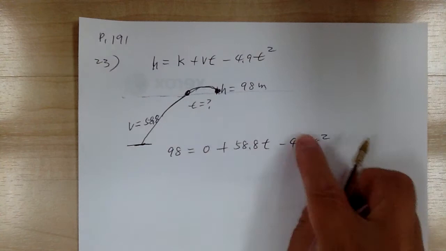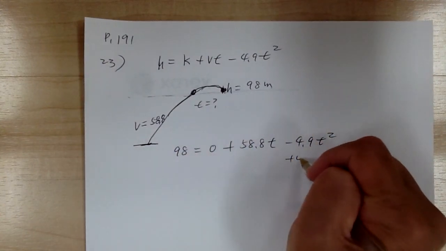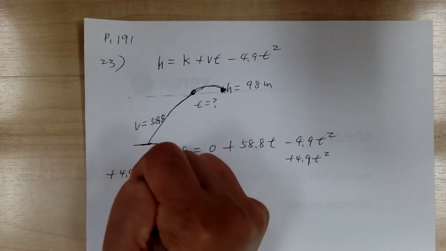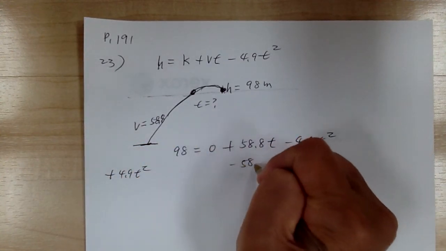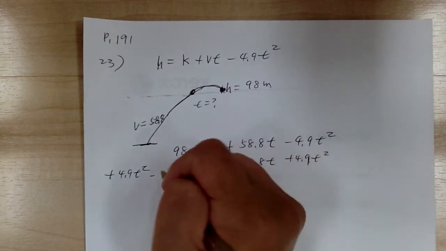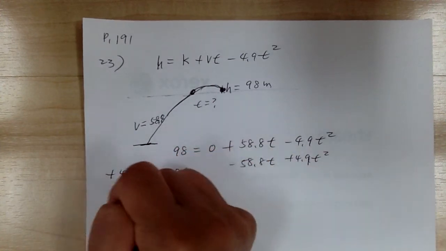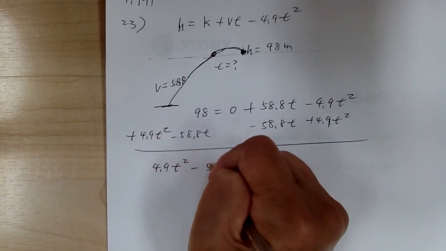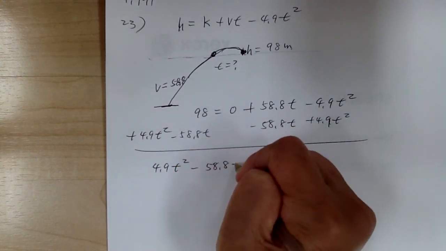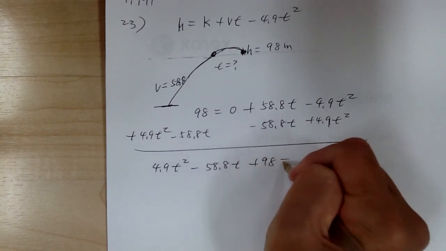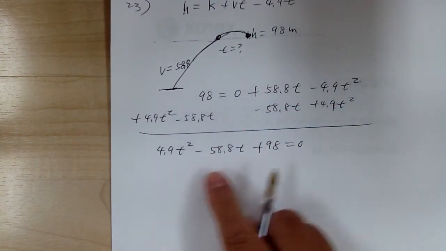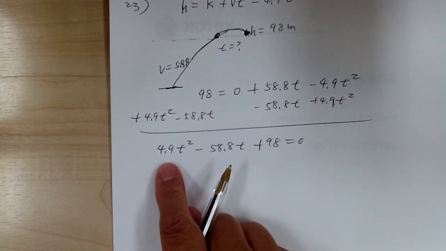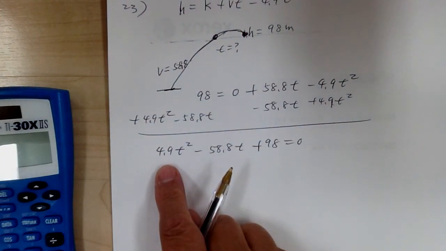Okay, so I'm going to move everything over to this side. So plus 4.9 t squared minus 58.8 t. Okay, so I got 4.9 t squared minus 58.8 t plus 98 equal to 0. Okay, so right now I have a decimal, so I'm going to get rid of the decimal, and I'm going to try to see if I can divide by 4.9.